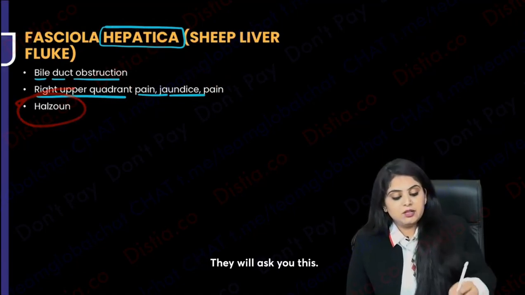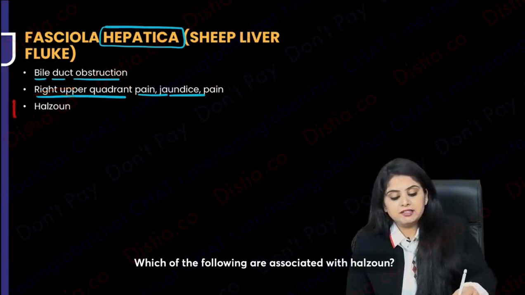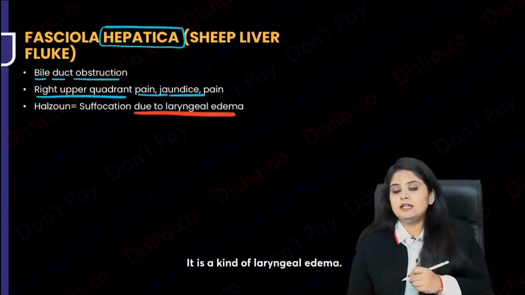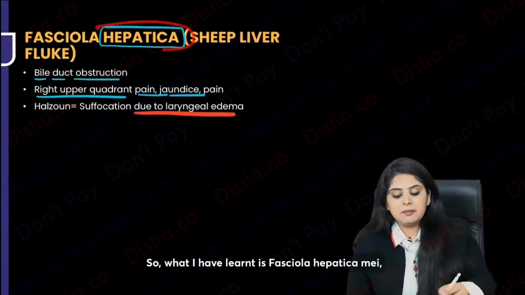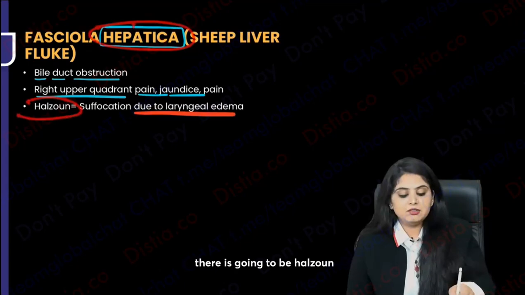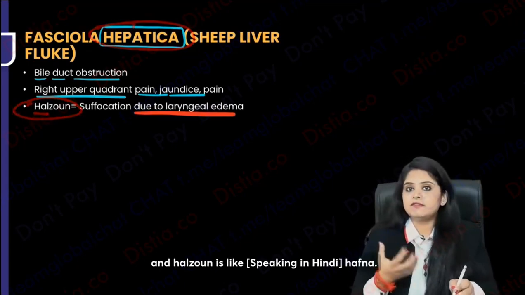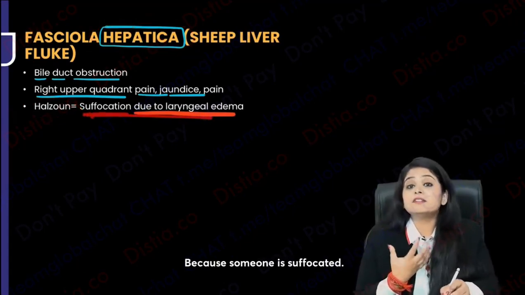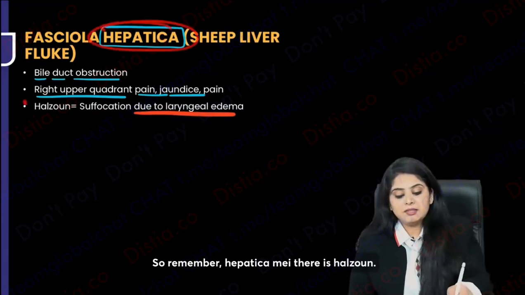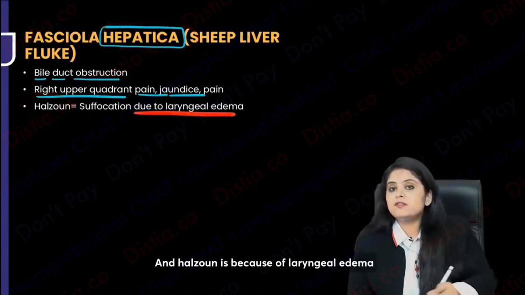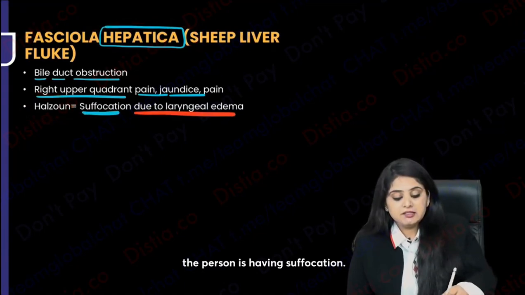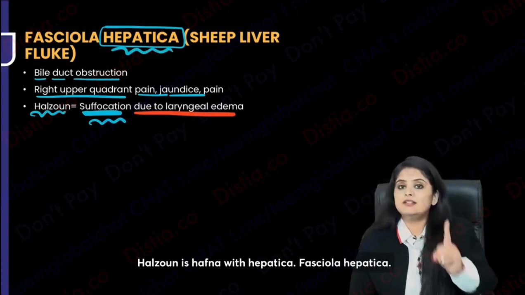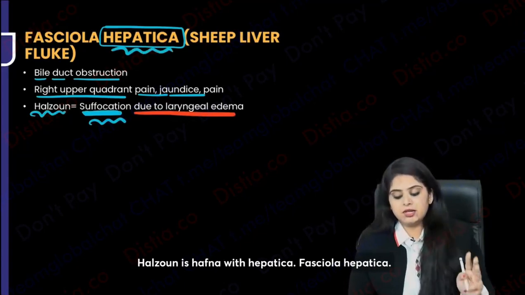They will ask you this: which of the following are associated with halzoun? So firstly, what is halzoun? It is a kind of laryngeal edema. So what I have learned is Fasciola hepatica has halzoun, and halzoun is like breath, someone is short of breath. Why is someone short of breath? Because someone is suffocated. So remember, hepatica has halzoun, and in halzoun because of laryngeal edema the person is having suffocation. Okay, halzoun is hafna with hepatica, Fasciola hepatica.